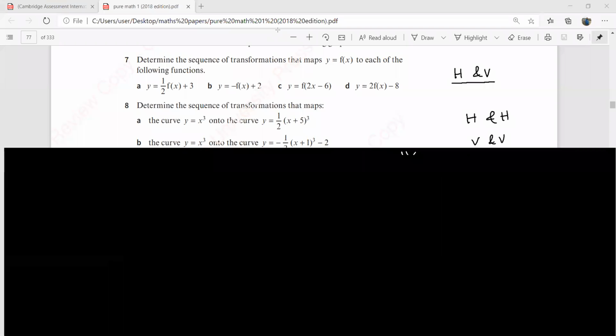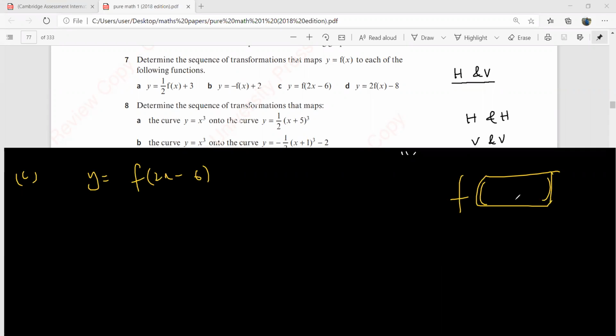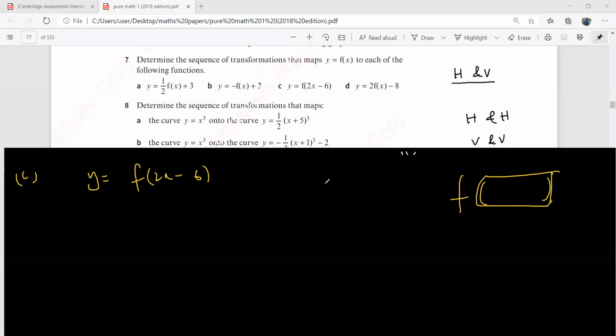In the C part, we have y equal to f of 2x minus 6. Now, when everything is happening within these brackets, that means all business is happening horizontally. Do you agree with this or not? Yes, sir. Because your f of x is over here, so everything is happening with the x. So that means the things are going horizontally.